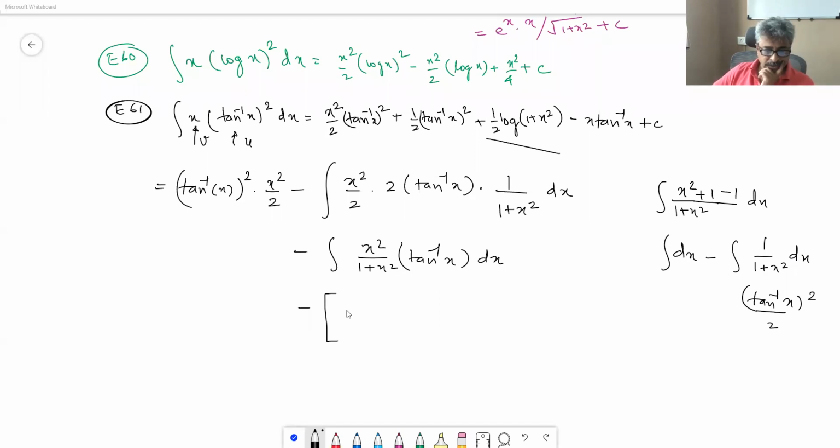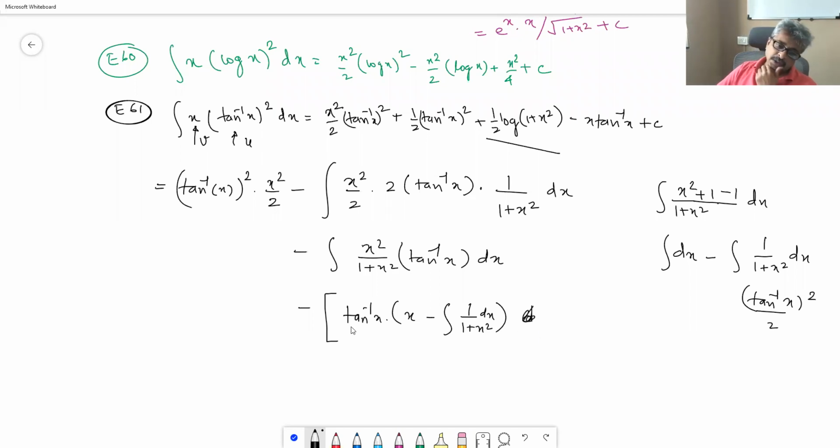Integration by parts. Tan inverse x into the integral of x square by 1 plus x square, the integral of this is x minus integral of 1 upon 1 plus x square dx. नाही काय चाललंय बरोबर चाललंय.